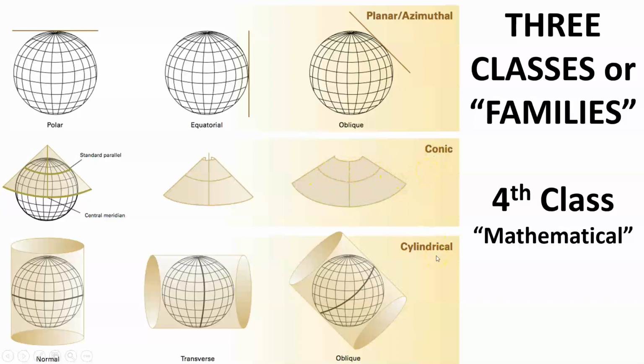And we also have cylindrical projections. The cylindrical projection has 3 types. The normal projection is where we wrap a cylinder of paper around the globe and we get the plate carrée or the Mercator projection. We also have the transverse, which is very common for the transverse Mercator, which we're going to look at in a minute. And we also have the oblique cylindrical projection, which is a sideways projection as well. The 4th class or family is mathematical. For example, the Robinson projection is a mathematical projection that relies on algorithms in order to avoid some of these distortions.